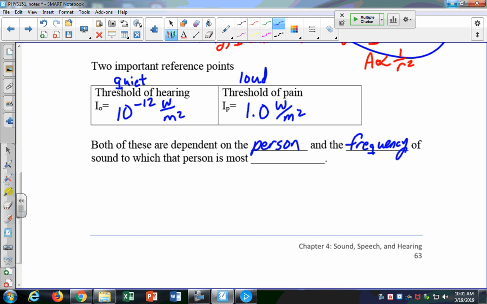These are dependent on the person and the frequency of sound to which that person is most sensitive. And remember, our frequency range was 20 to 20,000 hertz. But as we found out, not everybody can hear 20 hertz, and not everybody can hear 20,000 hertz. Most of you can hear most of that range, but as you get older, or as your hearing is damaged irreversibly, you come to lose some of that frequency sensitivity.